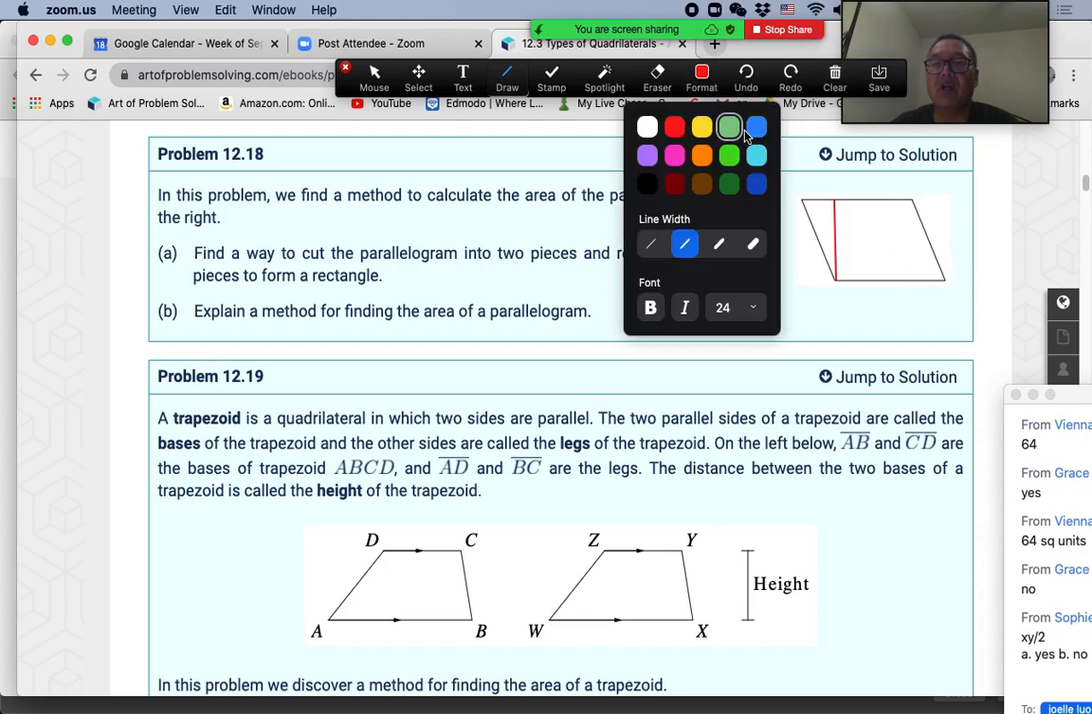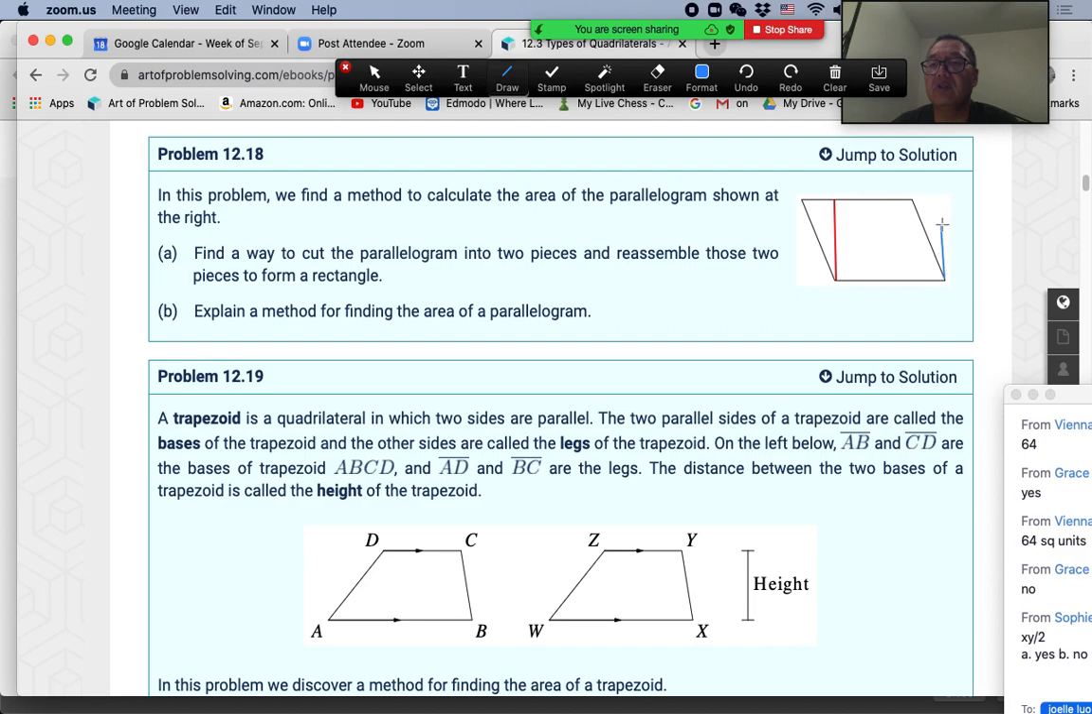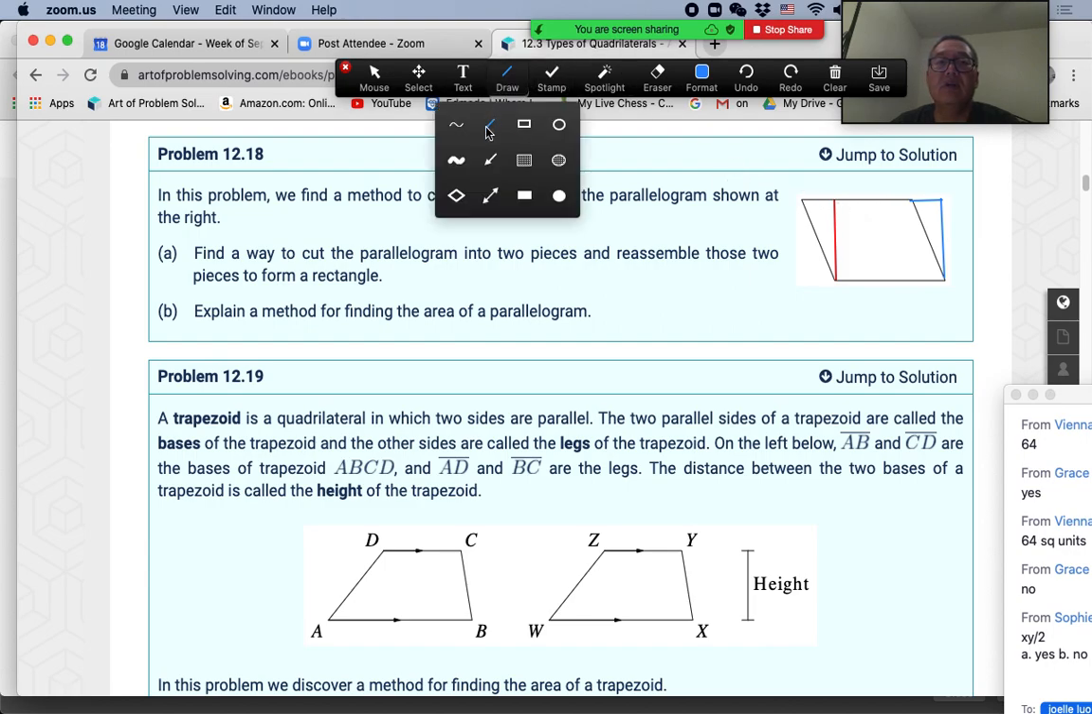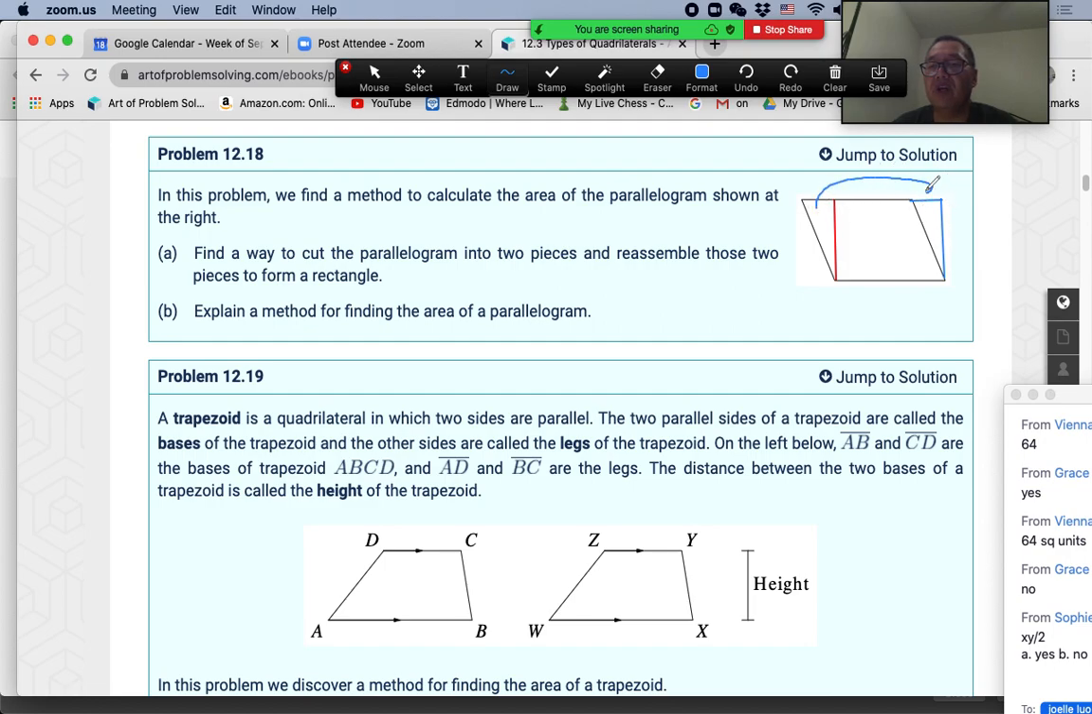Maybe I can change the color. You can draw this, something like this. Then you extend this one to here, right? So this right triangle is congruent with this one. After you move this one to here, then you get the rectangle.